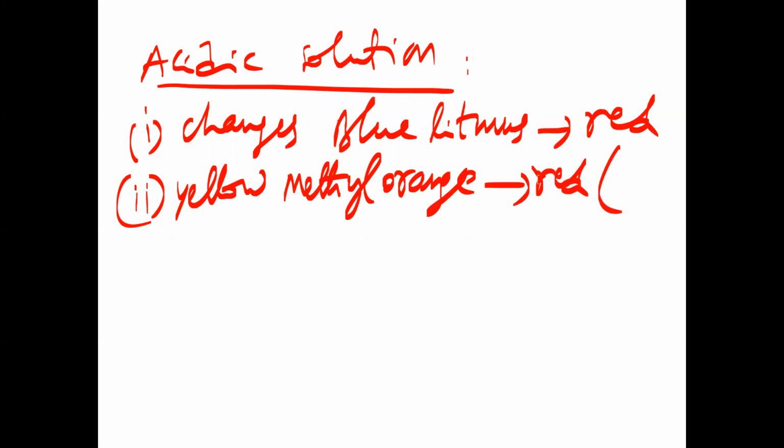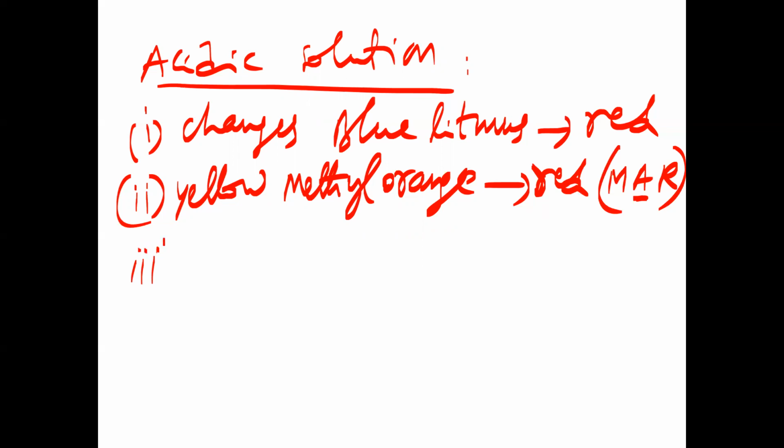This is what I told to remember easily. What is that? MAR. MAR means what? Methyl orange, acidic medium, red color. So the actual color of methyl orange is what? Yellow. The yellow colored methyl orange will change into what? Red. That means the acidic solution changes the yellow color of methyl orange to red. Is that clear?